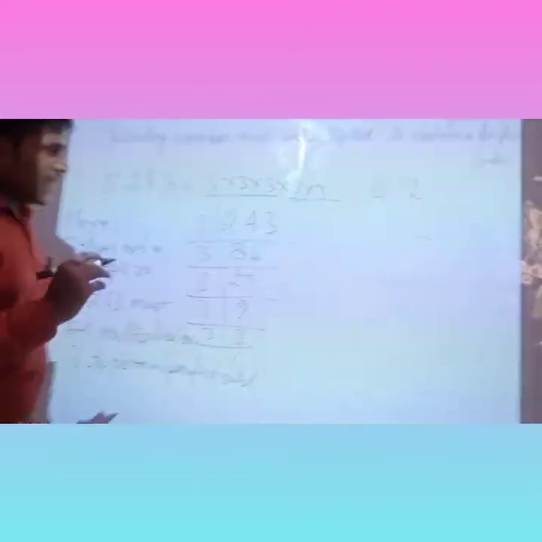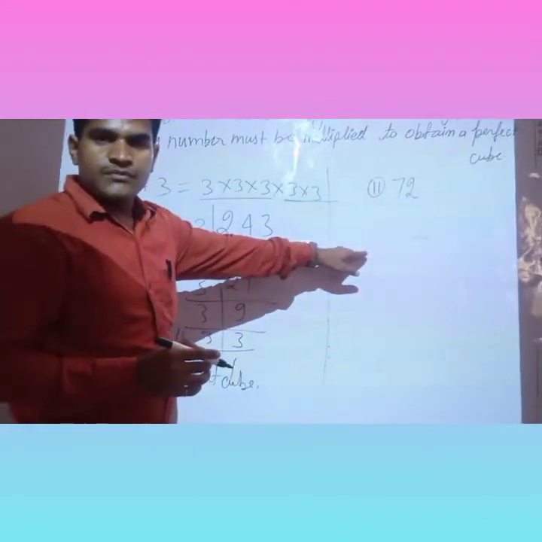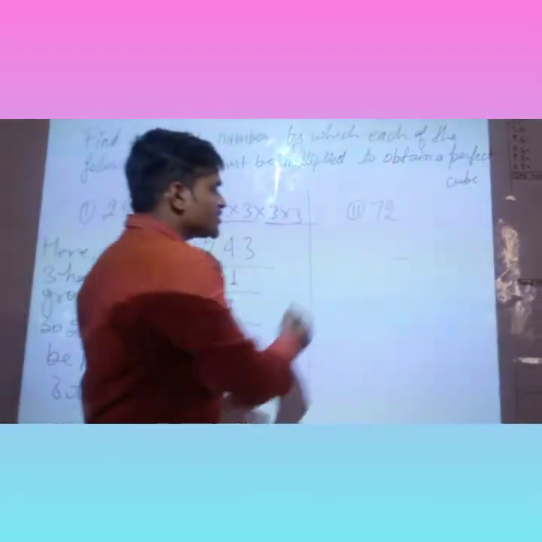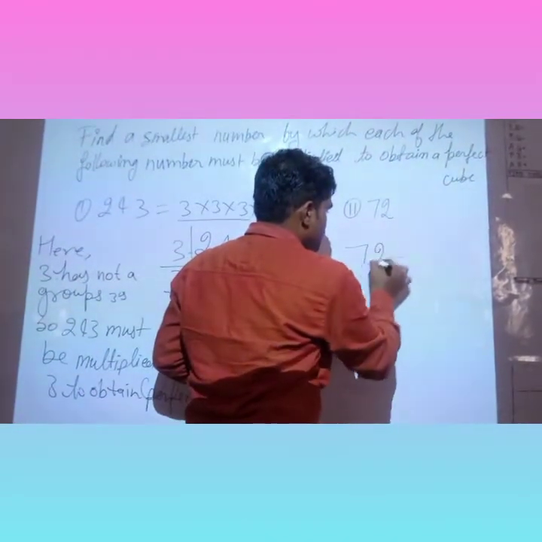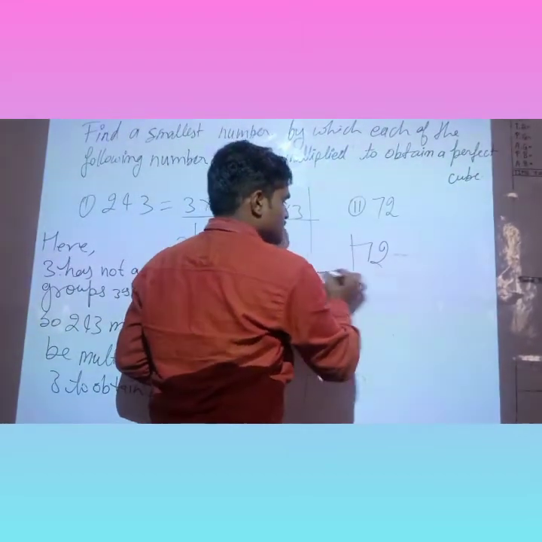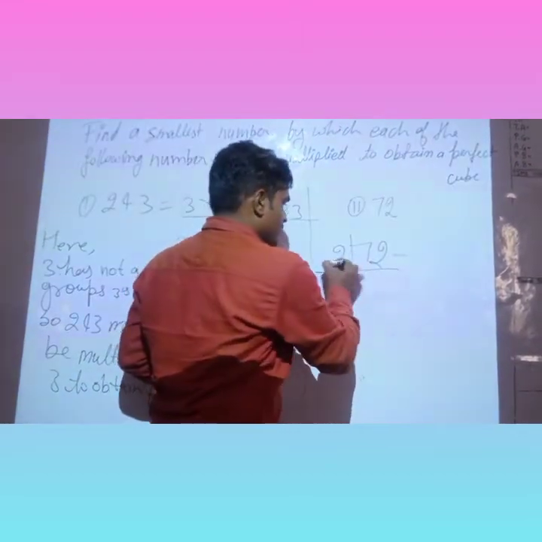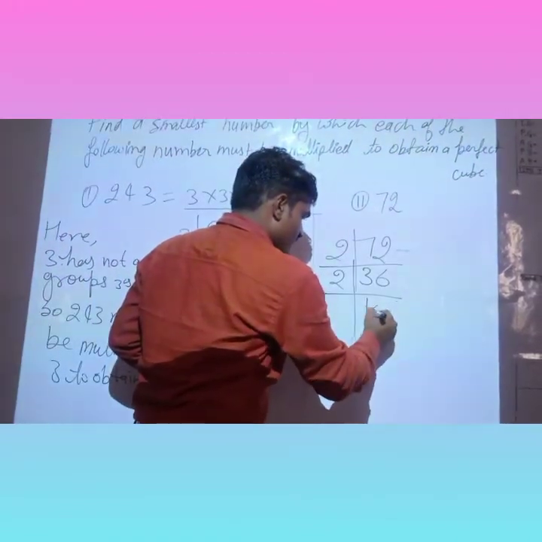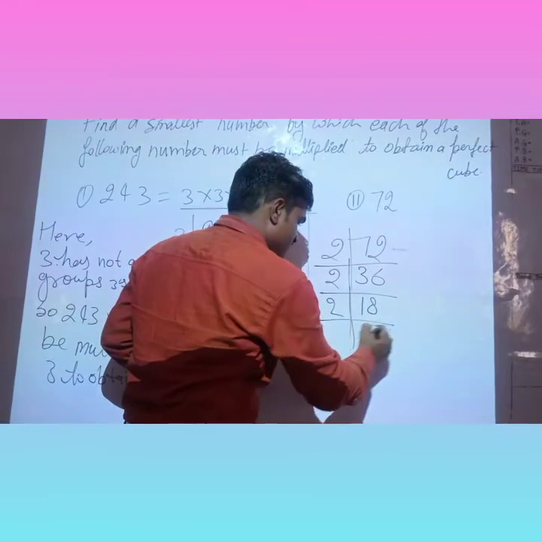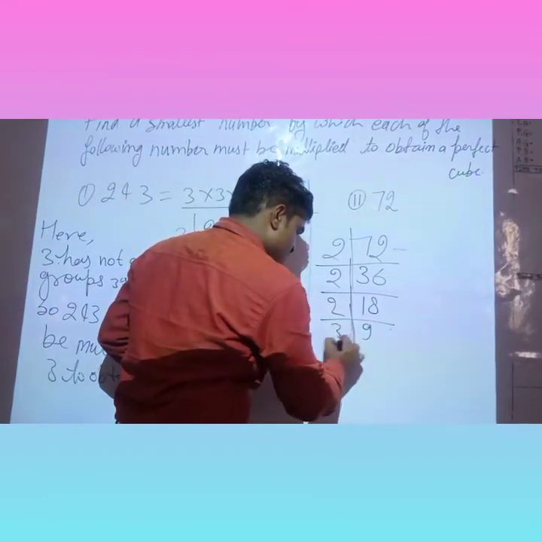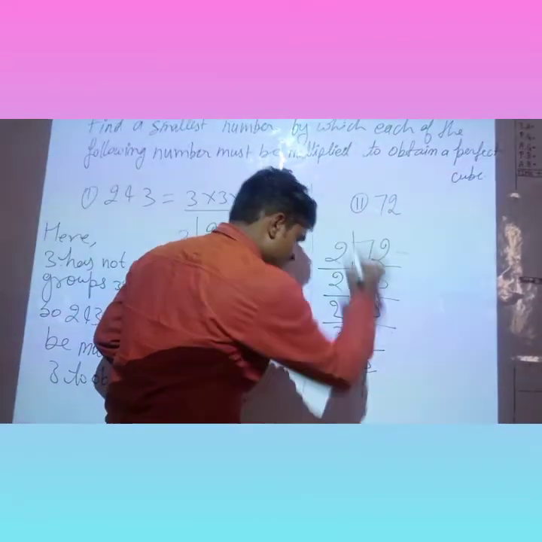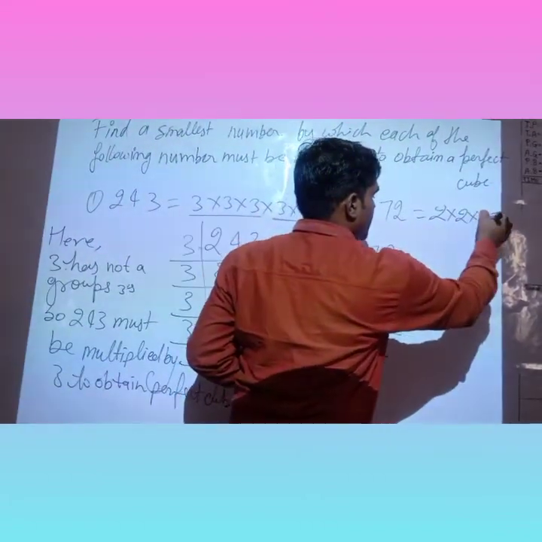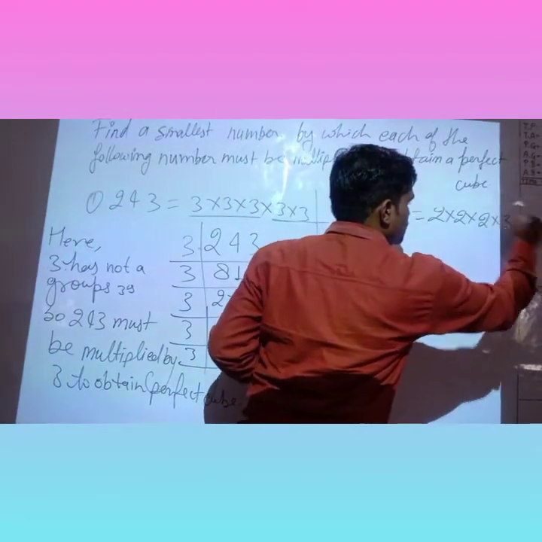Is it clear? Like here, given that 72. Is 72 a perfect cube? No. So first we will find the prime factors of 72. 72 is divisible by 2. What do we get? 36. Again it is divisible by 2, so we get 18. Now it is divisible by 2, we get 9. Now it is divisible by 3 and again by 3. So we get the prime factorization of 72, that is 2 into 2 into 2 into 3 into 3.